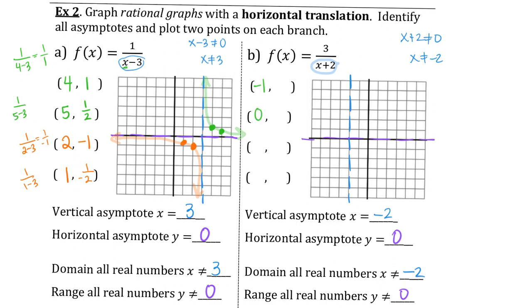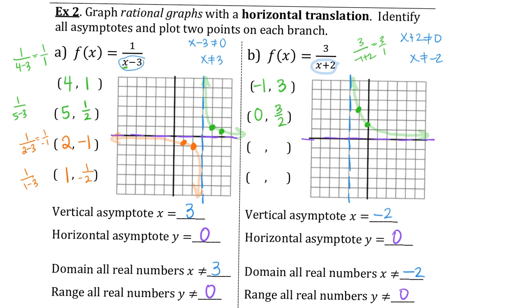Okay, so that's 3 over -1 plus 2. What's that? 3 over 1, which is 3. How about if I plug in 0? Oh, 3 over 0 plus 2, 3 over 2. Let's try these. -1, 3. 0, 3 divided by 2 is 1.5. Okay, and again, use your asymptotes. It's going to go up here, and it's going to level off down here.